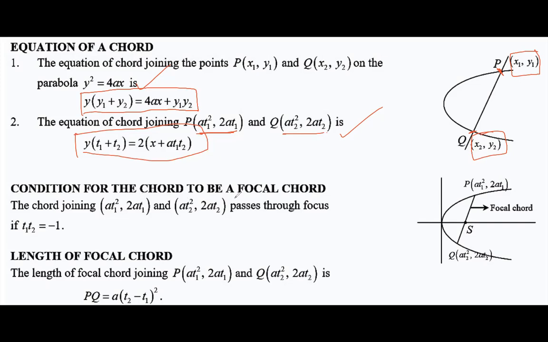Condition for the chord to be a focal chord. Sometimes they ask what is the condition that it will be a focal chord. The focal chord condition is that the product of t1 and t2 should be minus 1. If we are talking about the parametric form, we will always take at squared and 2at. We will not change it. These are fixed. We always use the square only, even if the number is not a perfect square.